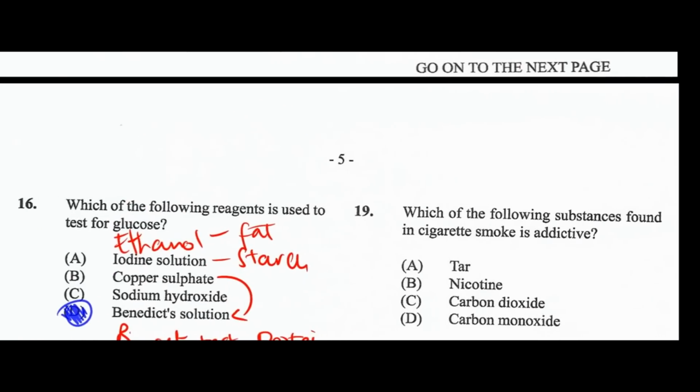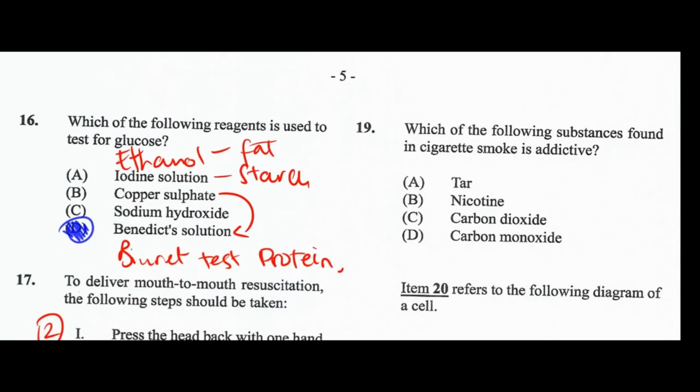Number 19, which of the following substances found in cigarette smoke is addictive? That's nicotine.